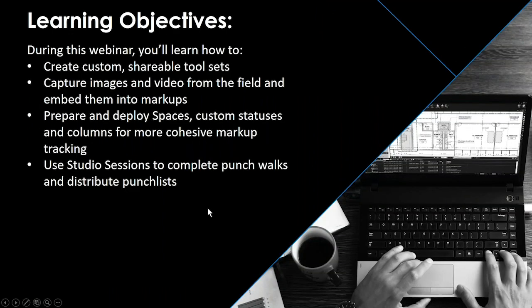What I'm going to show you again are tool sets and basically punch list abbreviations that we can place on our drawings. I'm not going to do so much about capturing images and video from the field, but I will show you how to do that. Obviously, it would help if I were out in the field, but I'll show you where that is. I'll also explain spaces and how you can use spaces in your markup list to congregate different markups and be able to sort by space.